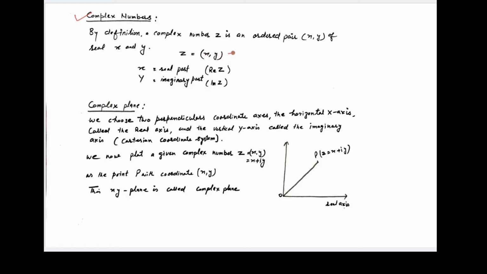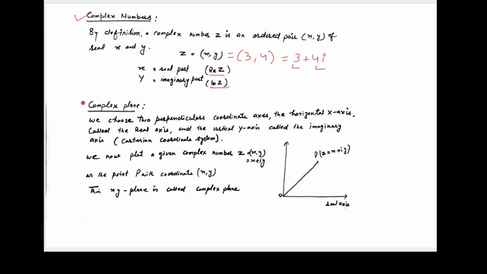For example, 3 comma 4. And z equal to 3 comma 4 means z is equal to 3 plus 4 iota. First part is called real z and second part is called imaginary z.